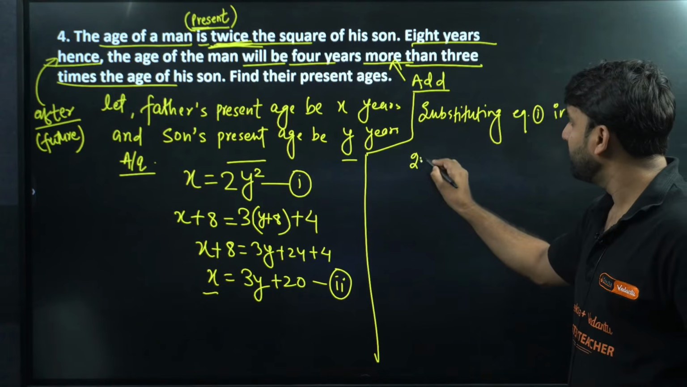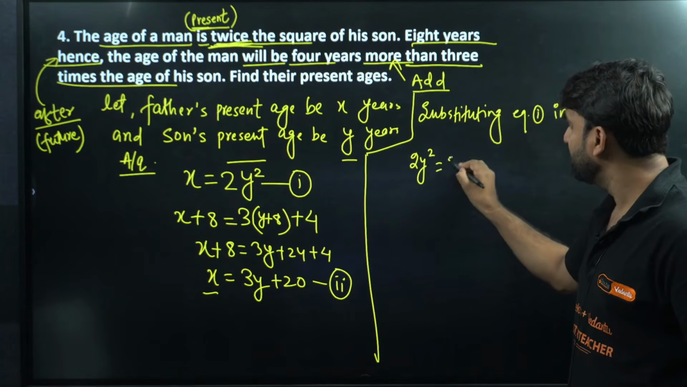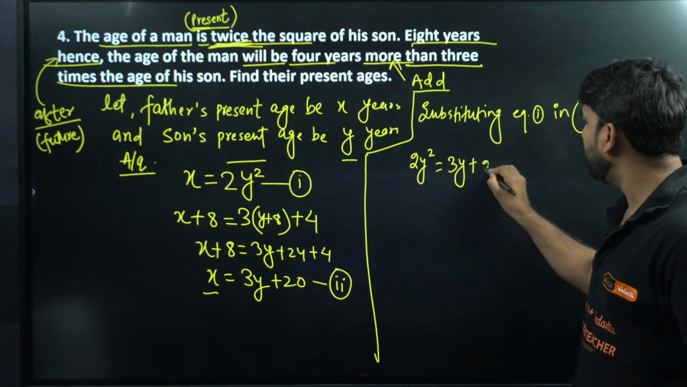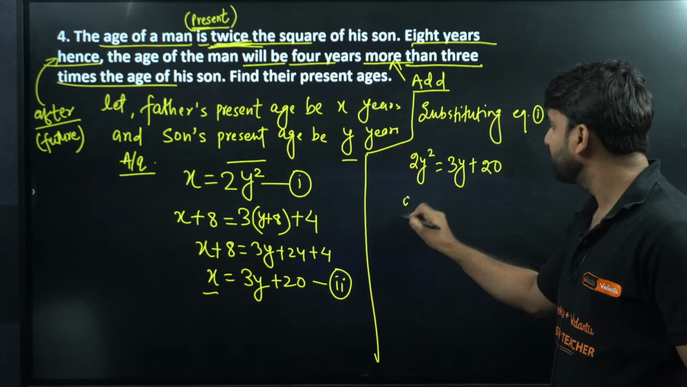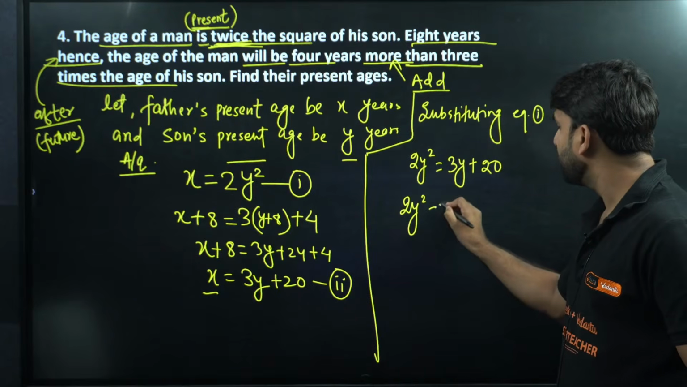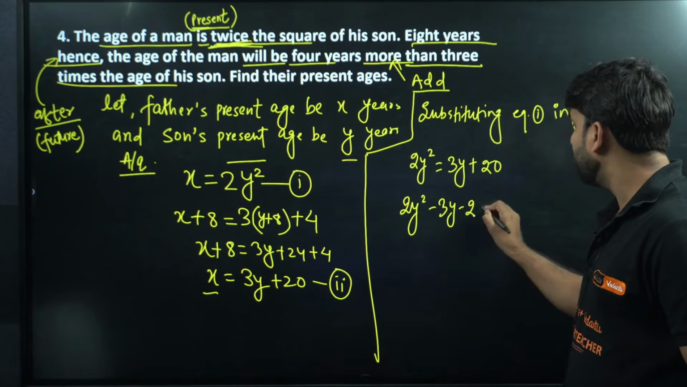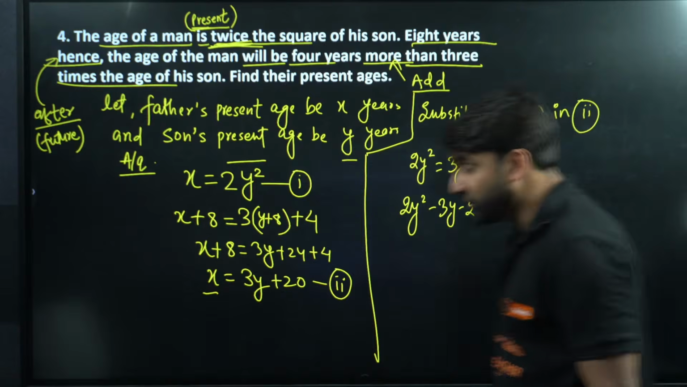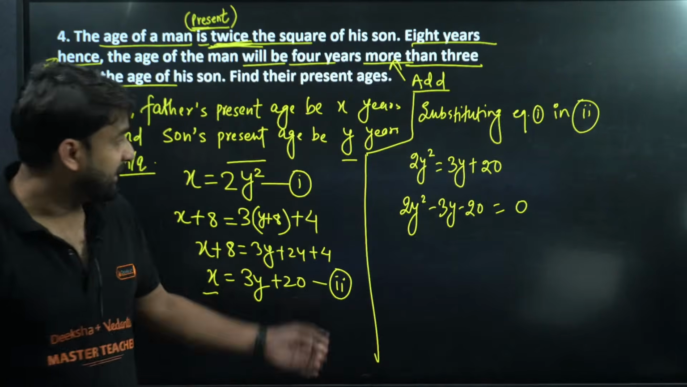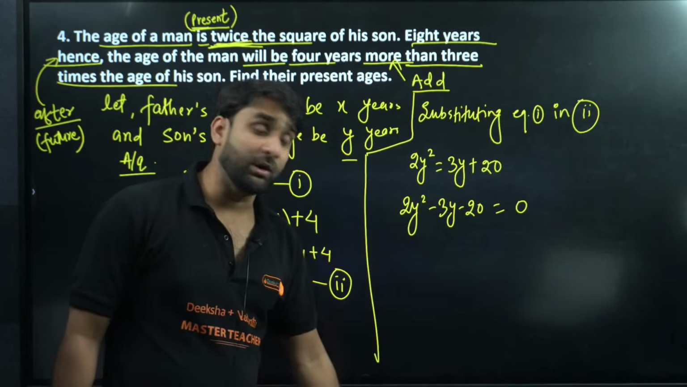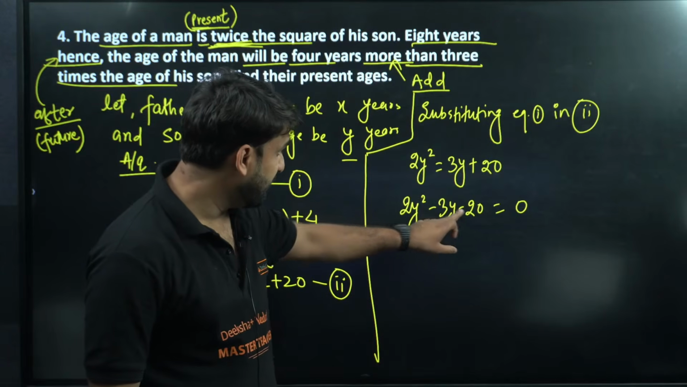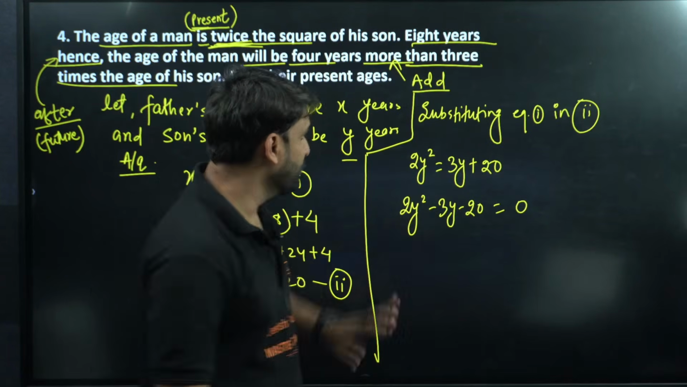So we can write here 2y square is equal to 3y plus 20. So this will go there. So 2y square minus 3y minus 20 is equal to 0. Now solve this. 2y square minus 3y minus 20 is equal to 0. So we can use this 20 into 2. 20 into 2 will be 40.